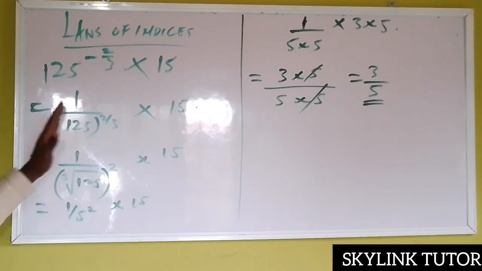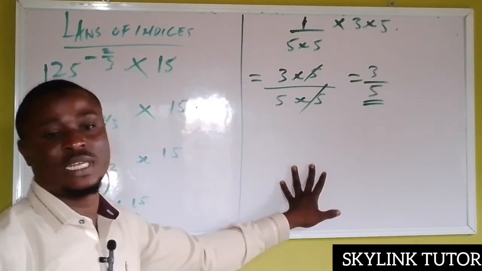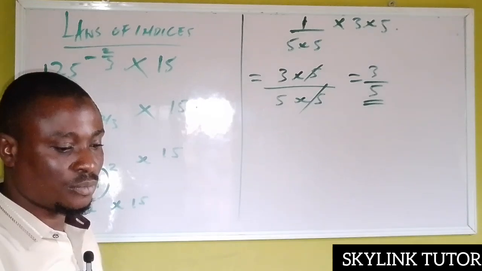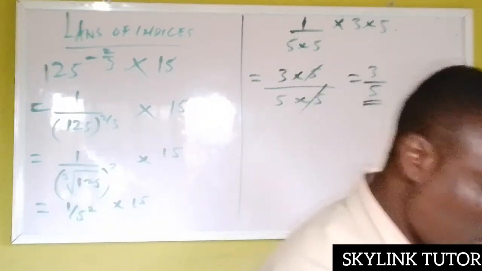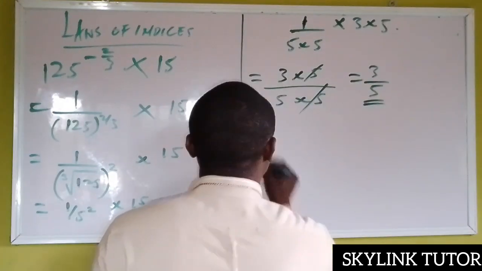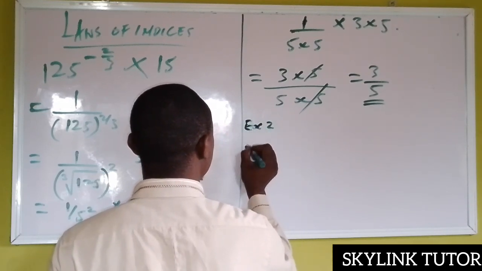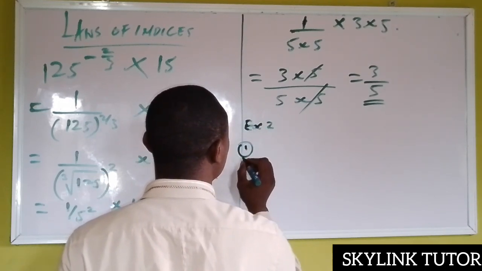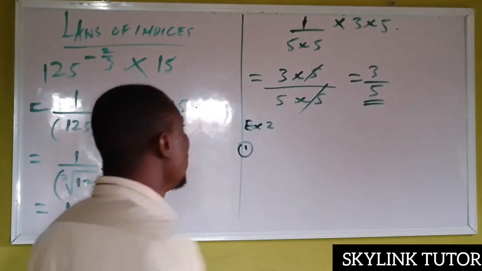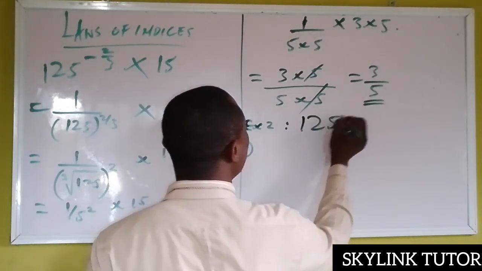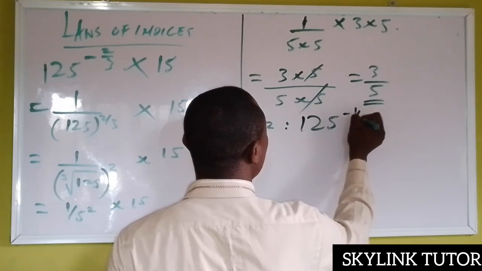I decided to split everything like this because I want you to understand what is there. Questions can come anyway. Look at this now. Example 2. Let's say we have 125 raised to power minus 1 over 3.